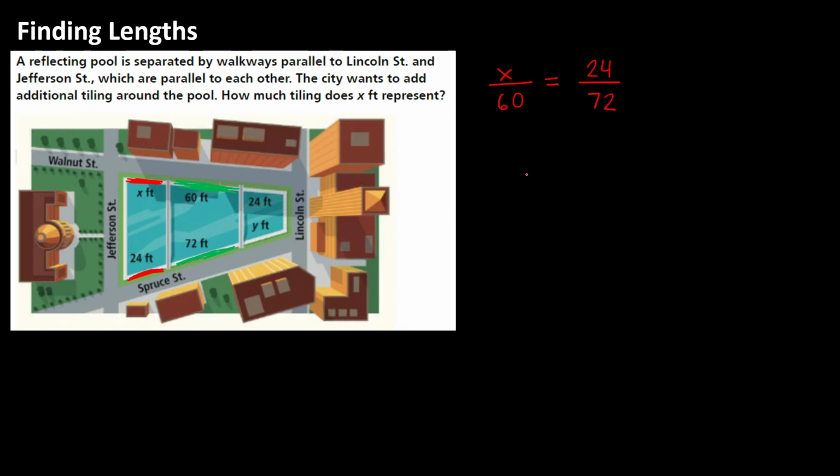Okay, so again, we're going to cross multiply. So 72x, and then 24 times 60 is 1,440. Divide both sides by 72. And x is going to equal, I've got my calculator handy here, x is going to equal 20. So we know that the tiling on the X feet section of this diagram is going to be 20 feet.